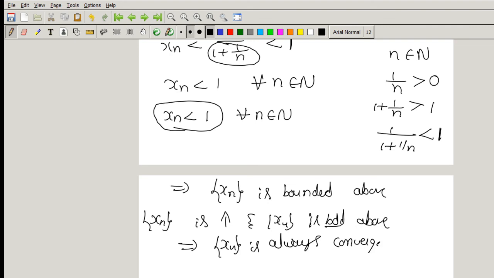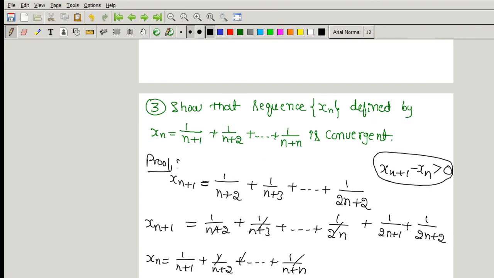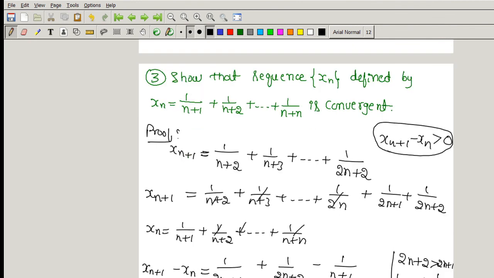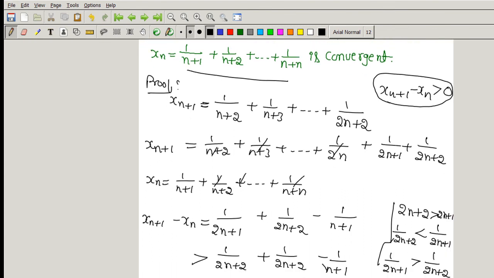Here we are checking for convergence. If you check for convergence, if you prove that xn is monotonically increasing and bounded above, it's enough. So the given sequence is xn is equal to 1 by n plus 1, 1 by n plus 2, so on up to 1 by n plus n, and we want to prove that this sequence is convergent. To prove this theorem, I am using the result of monotonically increasing as well as bounded above.